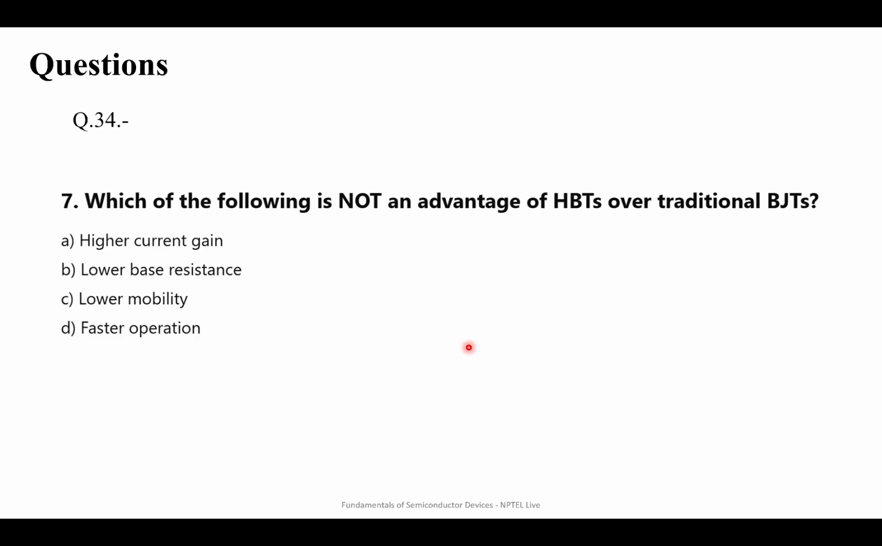Which of the following is not an advantage of heterojunction bipolar transistors over traditional bipolar junction transistors? Higher current gain, lower base resistance, lower mobility, faster operation. Lower mobility, sir. That is correct. The answer is lower mobility. So HBTs have higher mobility. Therefore, this option is the one.